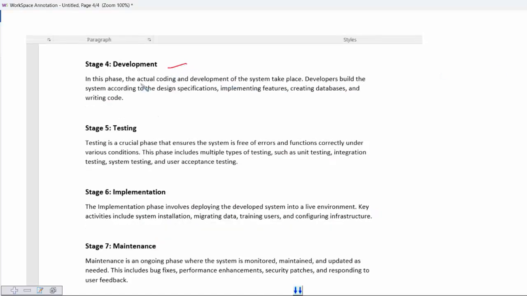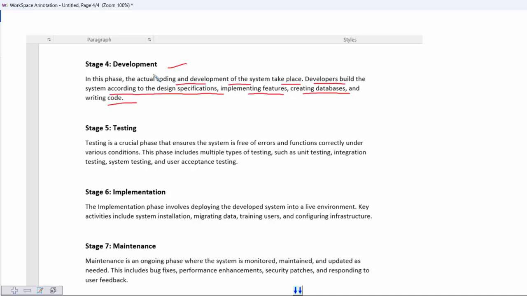Stage four is the development stage. In this stage, the actual coding and development of the system takes place. Developers build the system according to design specifications, implementing features, creating the database, and writing code. As in the design stage, we get the architecture, database models, and user interface designs. So on that basis, developers develop the system and create the database.